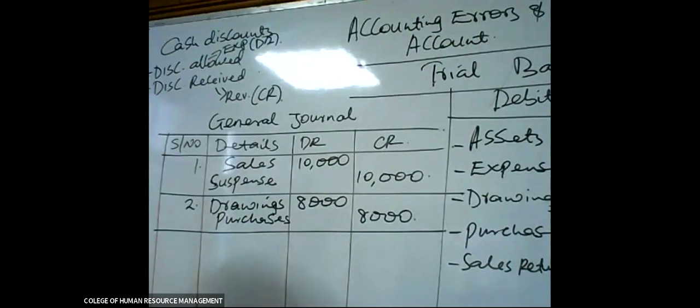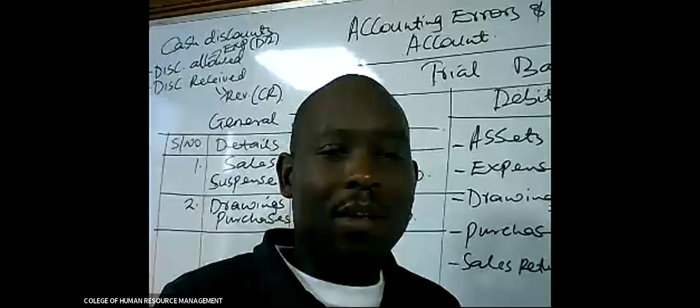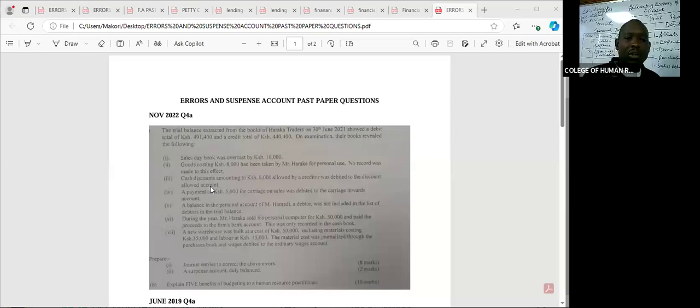Now, if you read the statement here, is it a discount allowed or a discount received? Let us go back there and agree. It is talking about cash discounts amounting to 6,000 allowed by a creditor. Remember, a creditor is the supplier. If it is a discount extended to us by the supplier, then it is a discount received. A creditor is the supplier from whom we had acquired goods on credit. So we have received discount of 6,000.